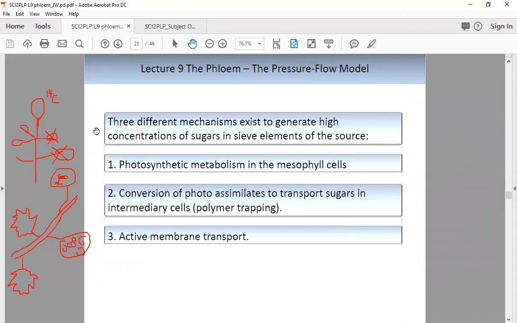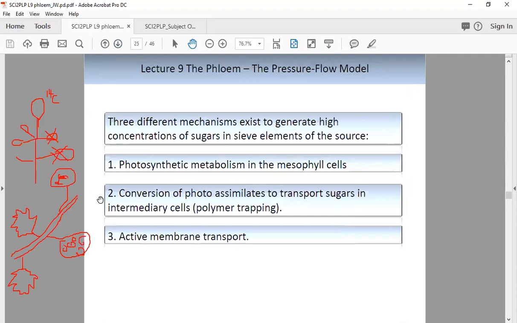Right, the pressure flow model proposes that there are 3 different mechanisms required to generate high concentrations of sugars in the sieve element at the source end. 1, photosynthetic metabolism in the mesophyll cells, obviously the source of production of the photosynthates.